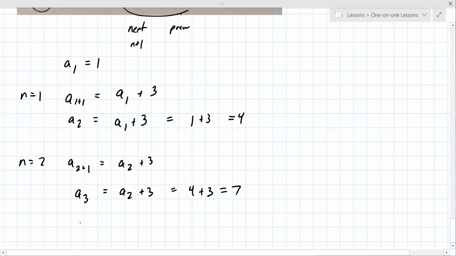So this will approach infinity, right? Because it's never going to get smaller. It will approach infinity. Exactly. Now, you asked this question. So it's 1, 4, 7, 10, 13.